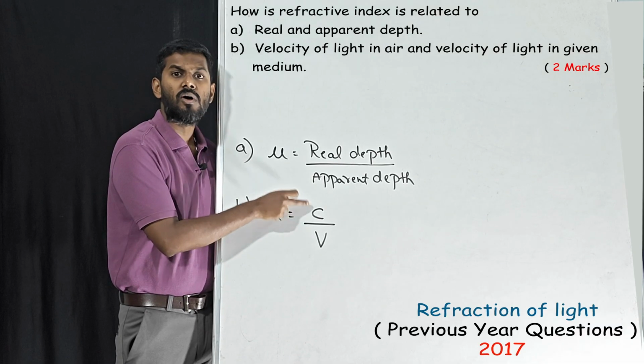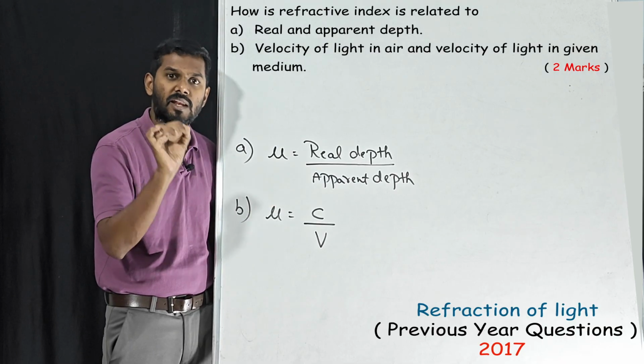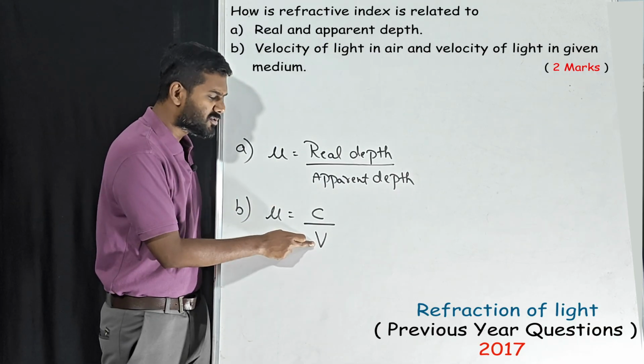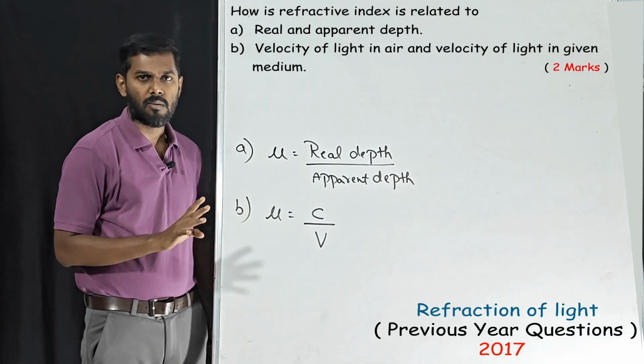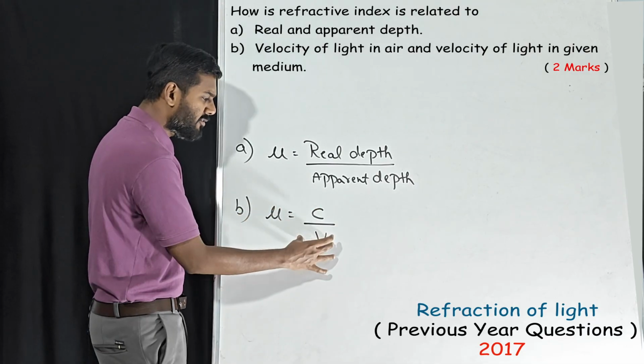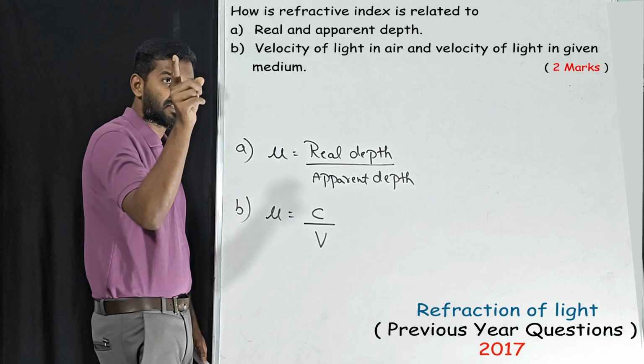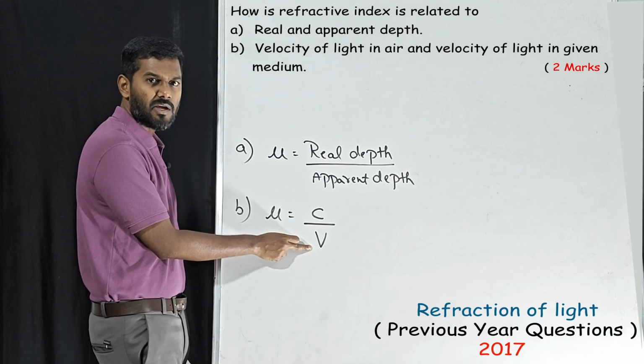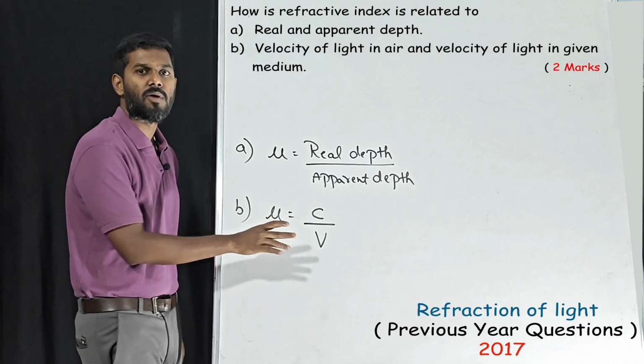C we use to represent velocity of light in air or vacuum, only in these two media. In any other medium, we use the symbol V. Keep this in mind. Okay, you have to write it in full form. So you see the question, C is velocity of light in air, and V represents velocity of light in any given medium. That's it.